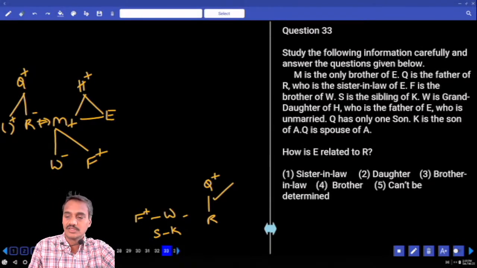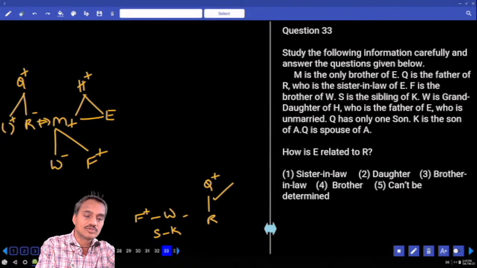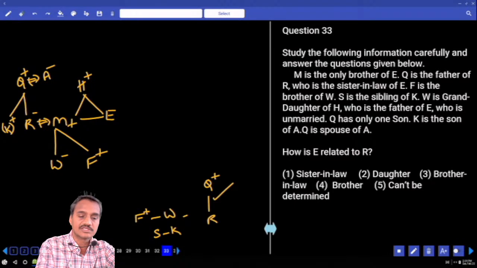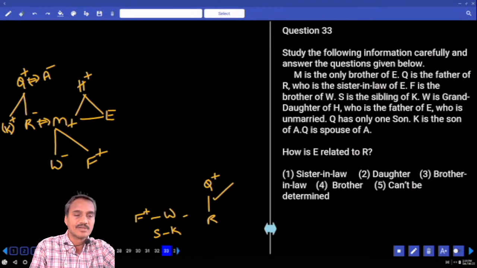K is the son of A, and Q is the spouse of A. Now Q is the spouse of whom? Q is the spouse of A, and K is the son of A, K is set. And if K is set, S and K are siblings to each other.